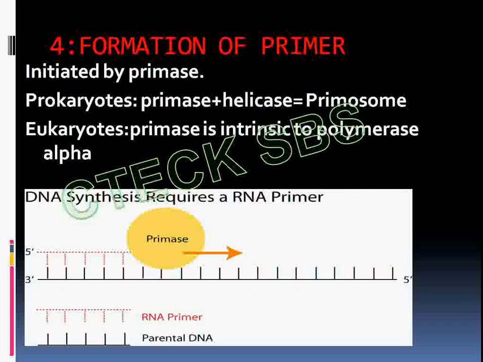Next is the formation of a primer. Of course, if a primer is not there on the template, then how will the replication process carry forward? So this is formed in prokaryotes by the binding of the primase enzyme with the helicase enzyme, forming a holoenzyme which is a primosome. And in the case of eukaryotes, this primase is intrinsic to polymerase alpha, and this polymerase alpha, when bound, forms the primer template junction in the case of eukaryotes.